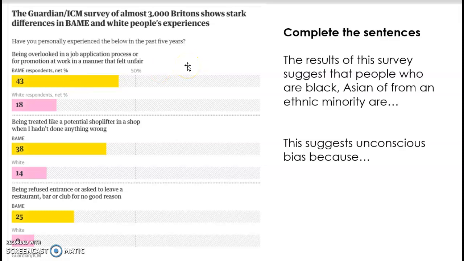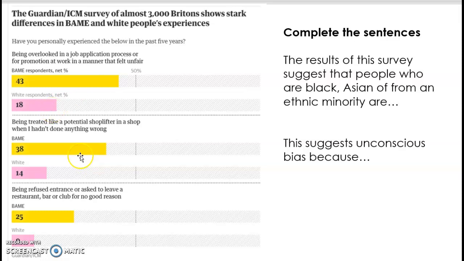Okay, on this slide are some graphs produced by the Guardian newspaper. They did a survey of 3,000 people to find out whether people who are black, Asian or minority ethnic have a different experience of life to white people. They found that 43% of black, Asian or minority ethnic people felt that they had been overlooked for a promotion at work for unfair reasons, compared with only 18% of white people.